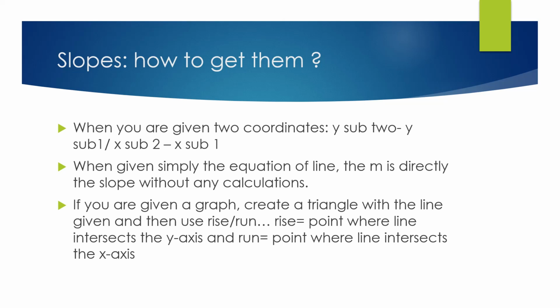The second scenario is if you're given simply the equation of a line: the m, which is the coefficient of the x, is the slope without any calculations, just as I said a while ago. If you are given a graph without any points, you create a triangle with the line given and then use the rise over run technique. Rise is basically the point where the line intersects the y-axis, and the run is the point where the line intersects the x-axis, and then you just form your slope.